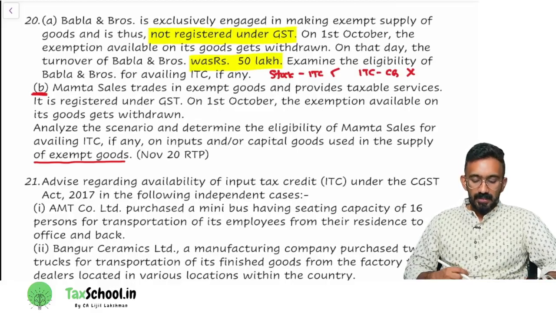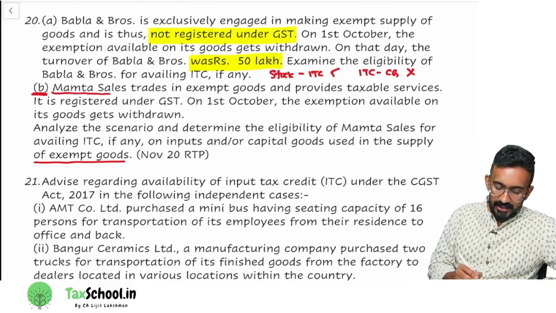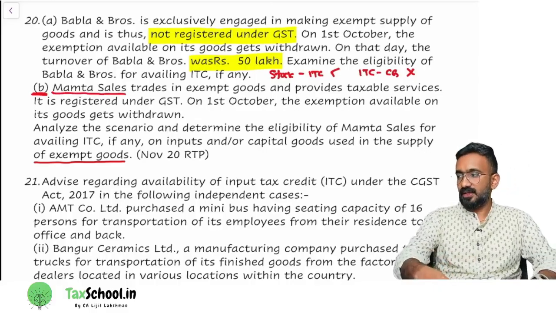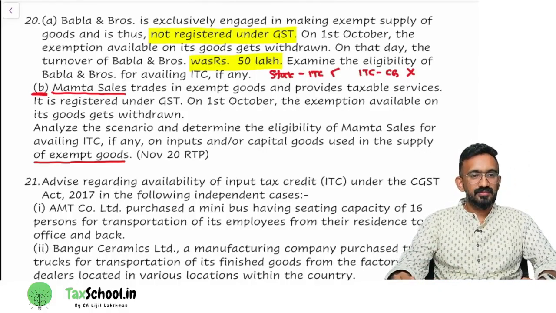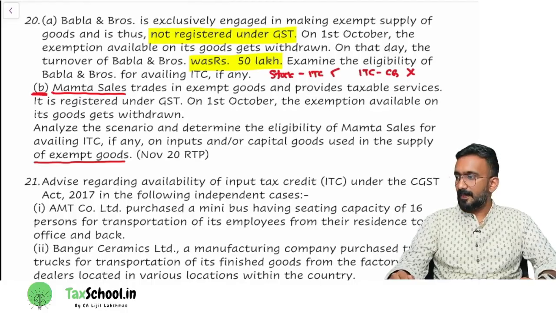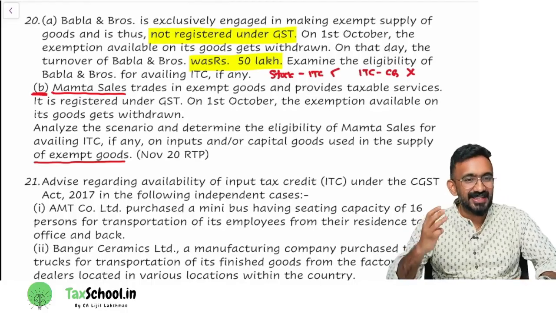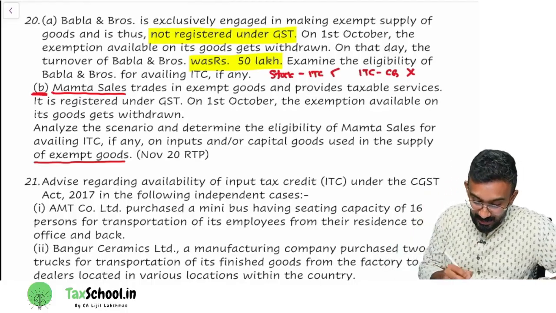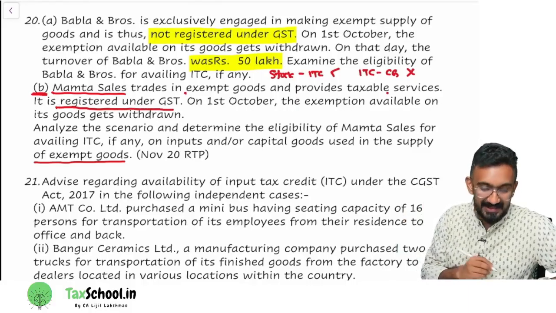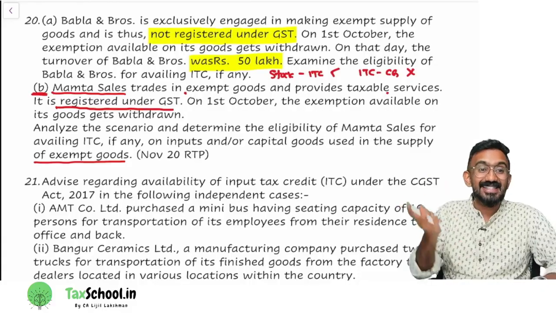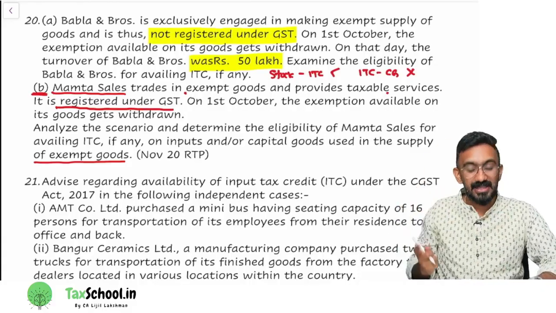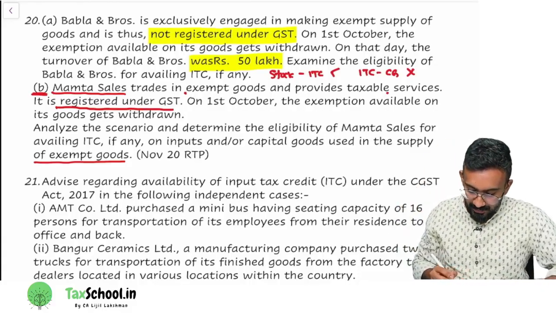You tell me, Mamada sales would come under which category, first category or third category? Perfect, everyone. It is third category. Why? Because they are providing both exempt and taxable service. Then they are registered. So it's a registered person's exempt supply becoming taxable supply. So they can take ITC.